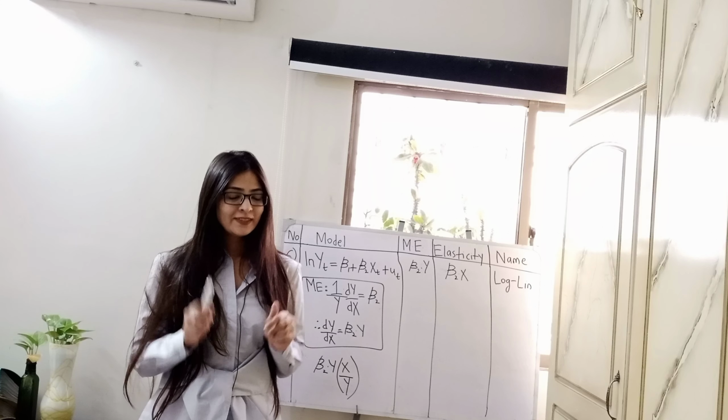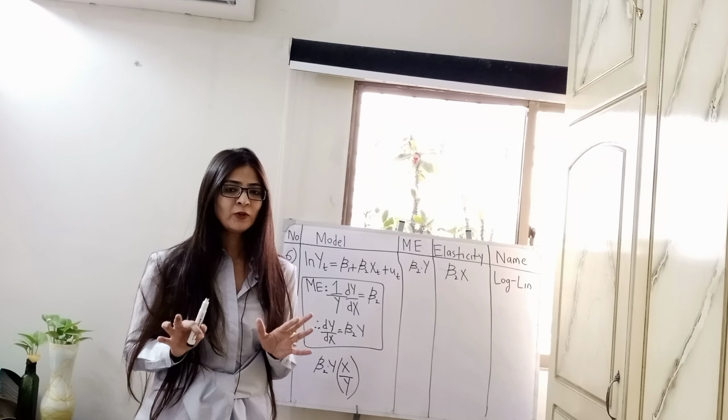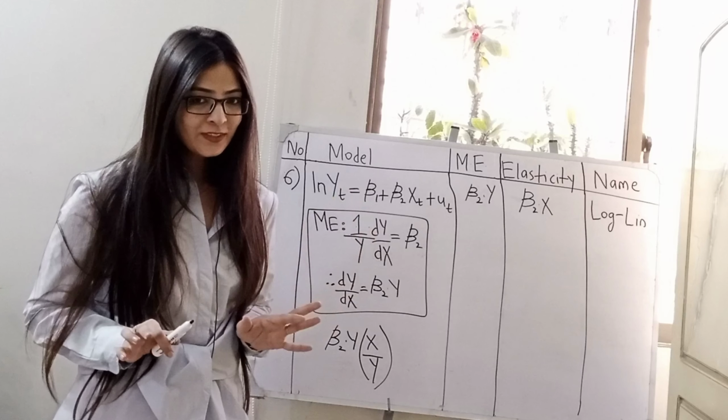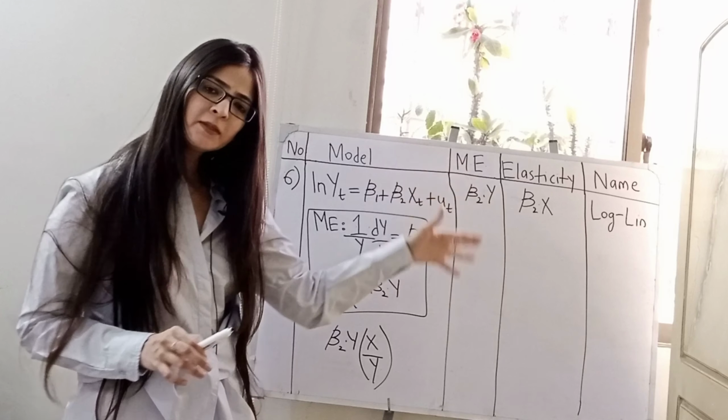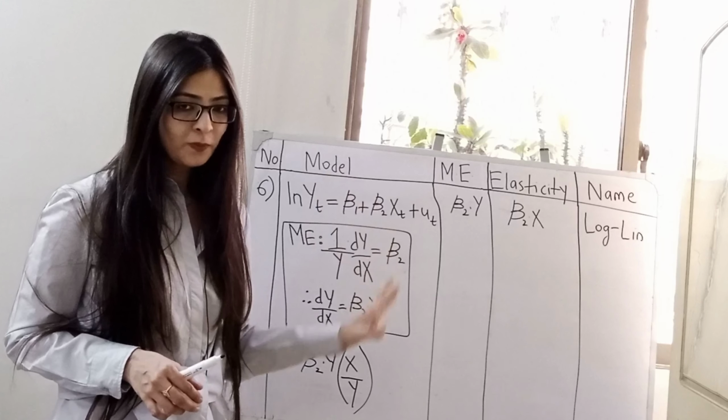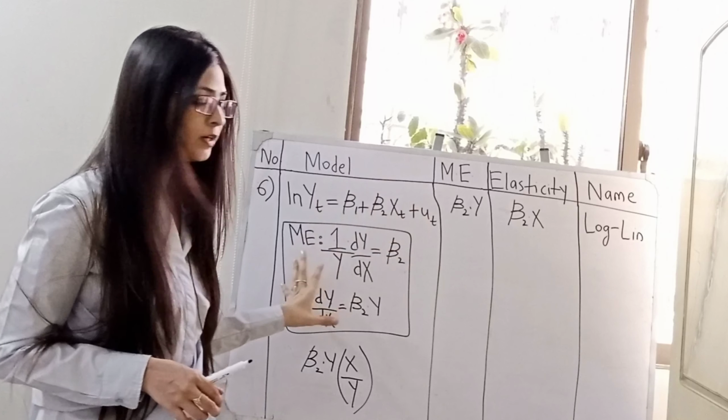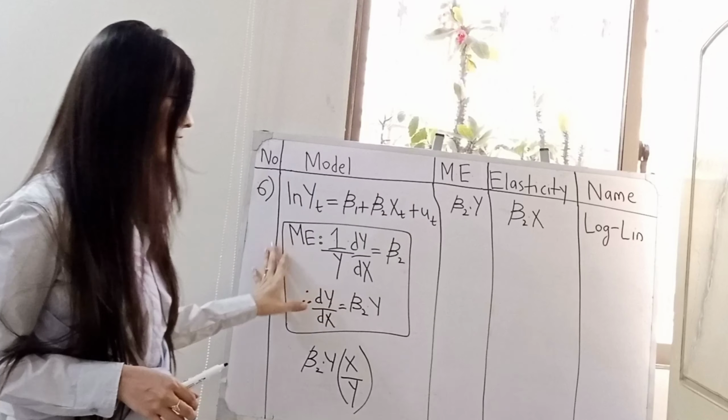Okay, moving on to the sixth one, things can get a little bit complicated, but if we follow the step-by-step approach to first obtain the marginal effect and then simply multiply it by x over y to get the elasticity coefficient, things are going to be really easy. So since obtaining the marginal effect involves some working, I have done it separately over here in this space. So ME is computed as follows.